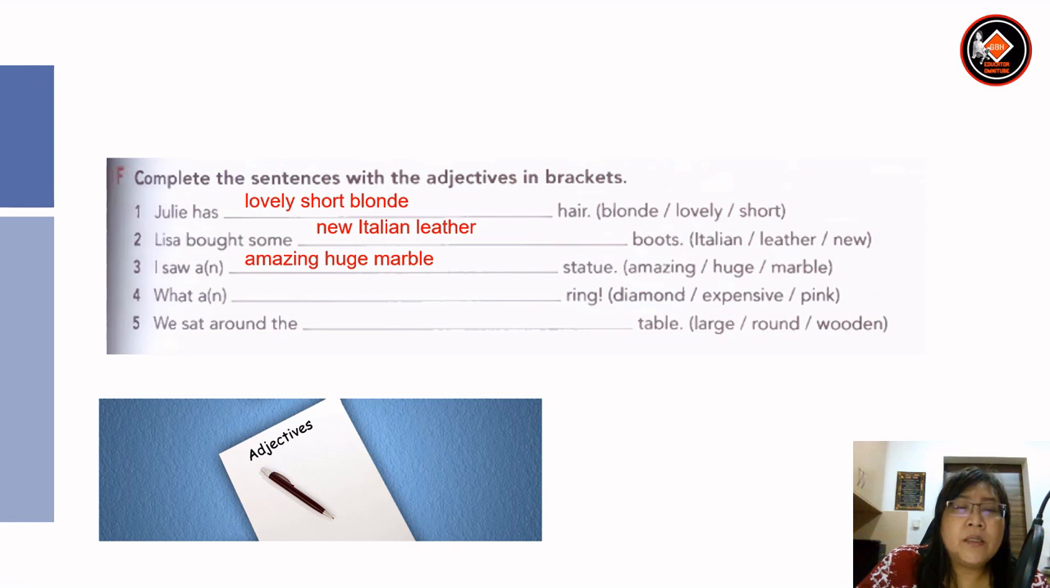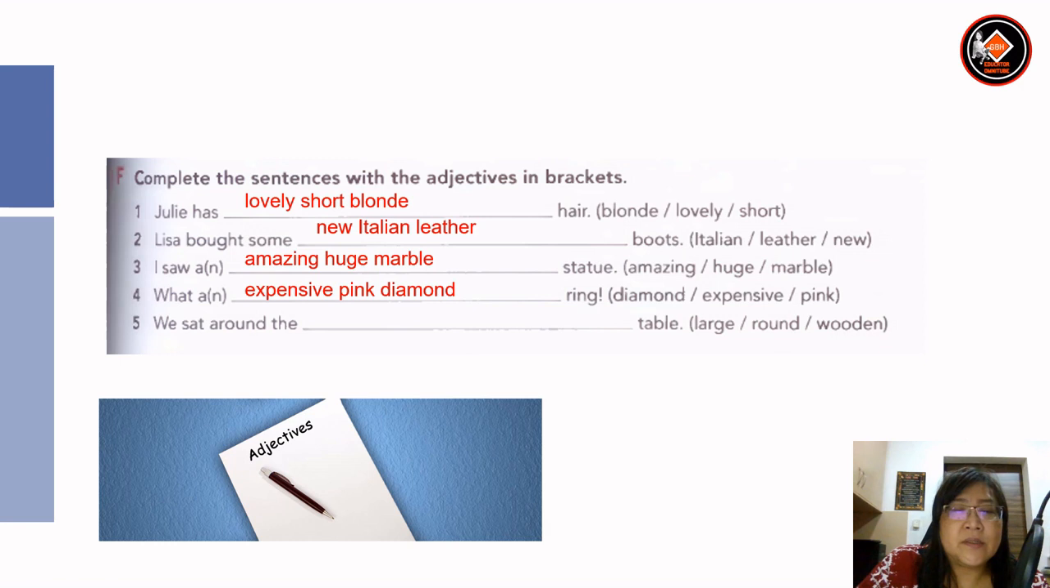Number 4, what a or an ring. So you have adjectives diamond, expensive, and pink. What an expensive pink diamond ring. Number 5, we sat around the table. So you have large, round, and wooden.